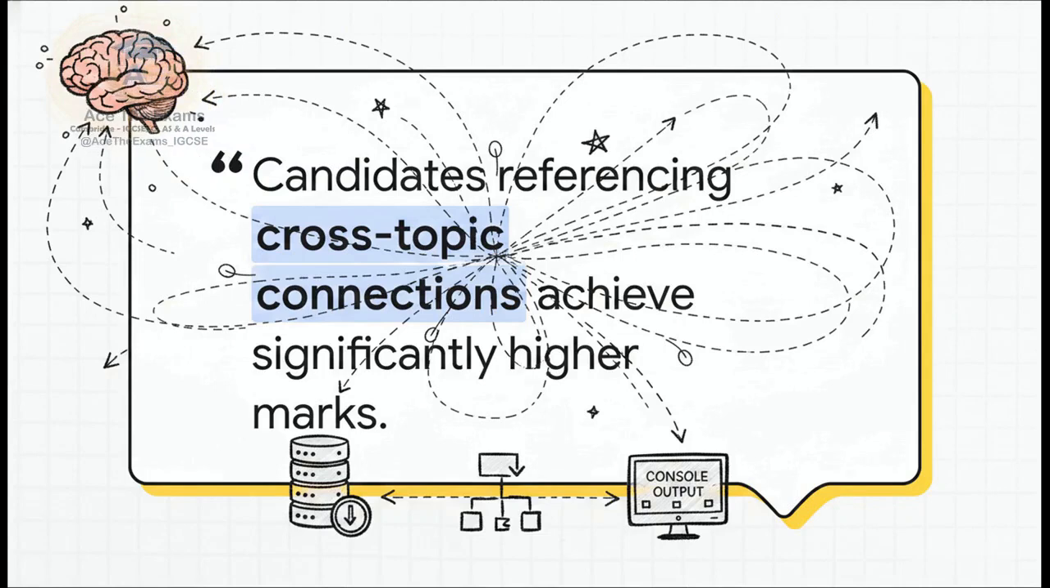If your given algorithm is outputting something to the console that is based on a database query, or maybe a specific complex data structure like a 2D array or a linked list, explicitly mentioning those cross-topic connections in your written explanation is what elevates a good, average answer into a phenomenal one.